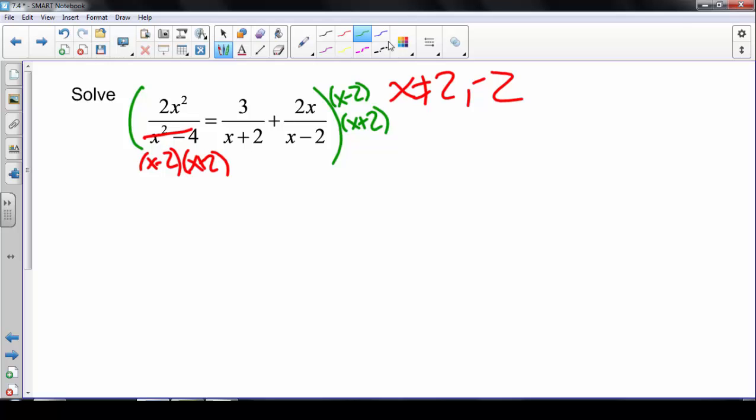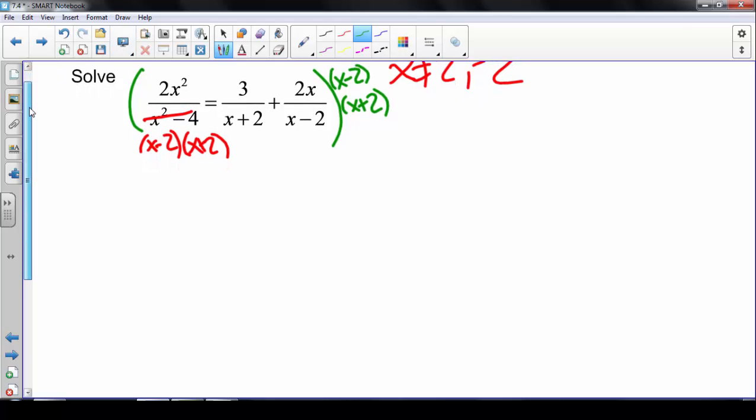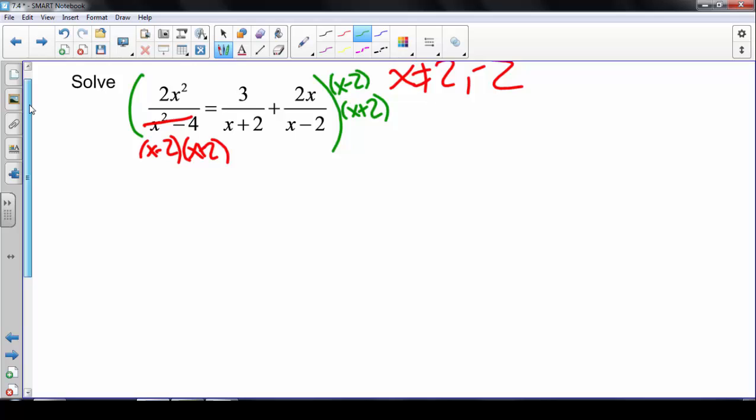So I'm going to skip a step that I had been showing, to show you guys what I need to see. So in this first one, notice this x minus 2 would cancel, and this x plus 2 would cancel. So all we're left with on this side is 2x squared.